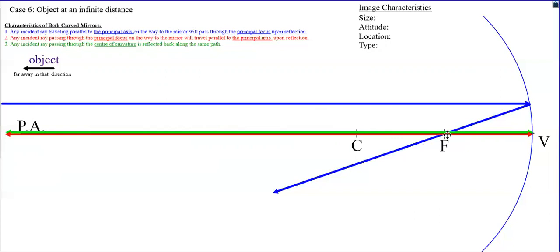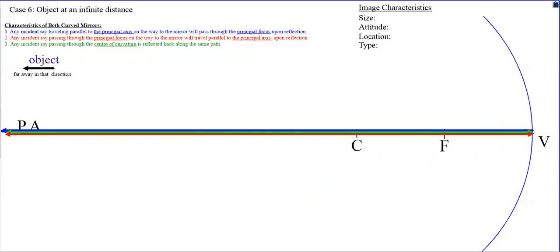And that's what you'll see if you have an object at a ridiculously far distance away, which is often just called an infinite distance. I know infinity is more of an idea than an actual tangible concept, but that's how it's written down. If you don't like the word infinite, then just say an object at a great distance, and that's good enough.